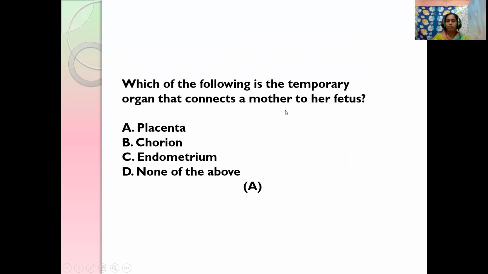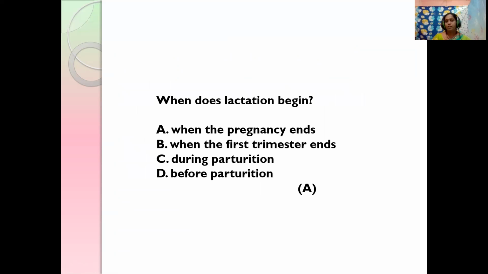Which of the following is the temporary organ that connects a mother to her fetus? The options are placenta, chorion, endometrium, none of the above. The placenta acts as a temporary organ connecting the mother to her fetus during pregnancy. When does lactation begin? Lactation means giving milk or milk production. Options: when the pregnancy ends, when the first trimester ends, during parturition, before parturition? It is when the pregnancy ends.